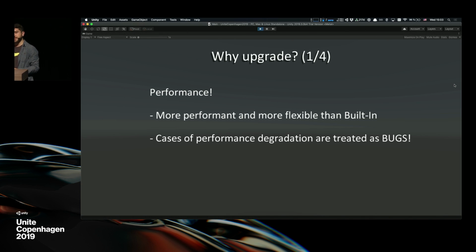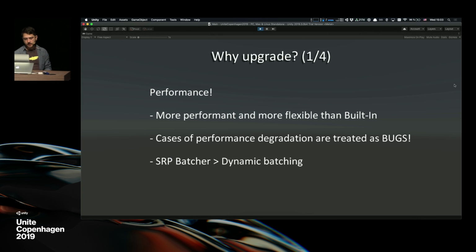And cases of performance degradation are treated as bugs by the Universal Render Pipeline team. So if you upgrade your project and then you find specific instances where it's performing worse than built-in render pipeline, you can report these as bugs and they will get looked at. Also, the SRP batcher that we are able to use using Universal Render Pipeline is a much more improved and easier to use batching system than the dynamic and static batching system we all have a love and hate relationship with.